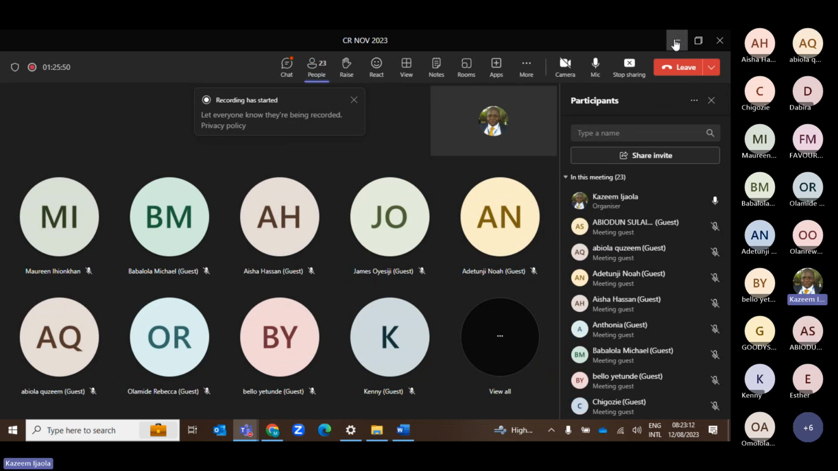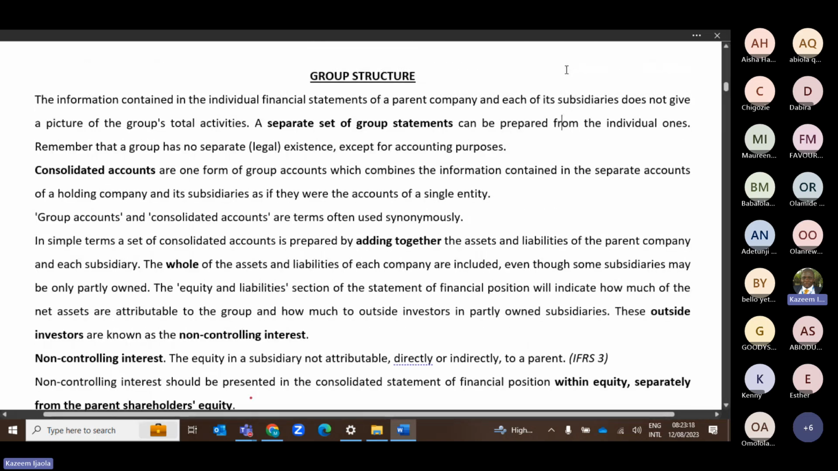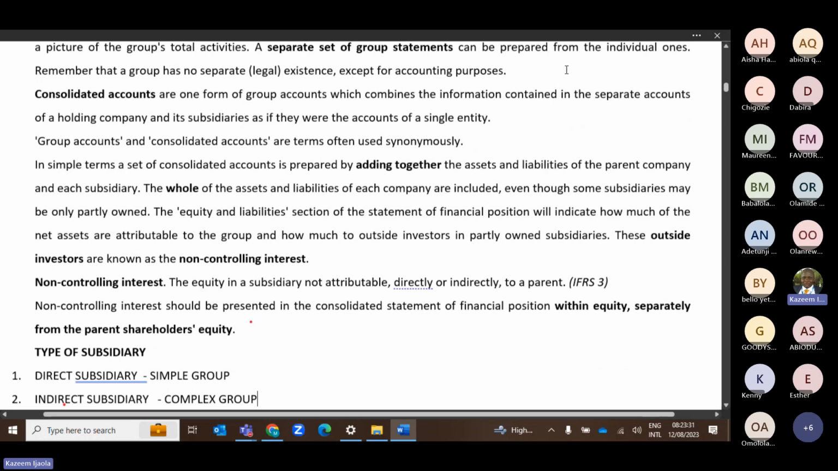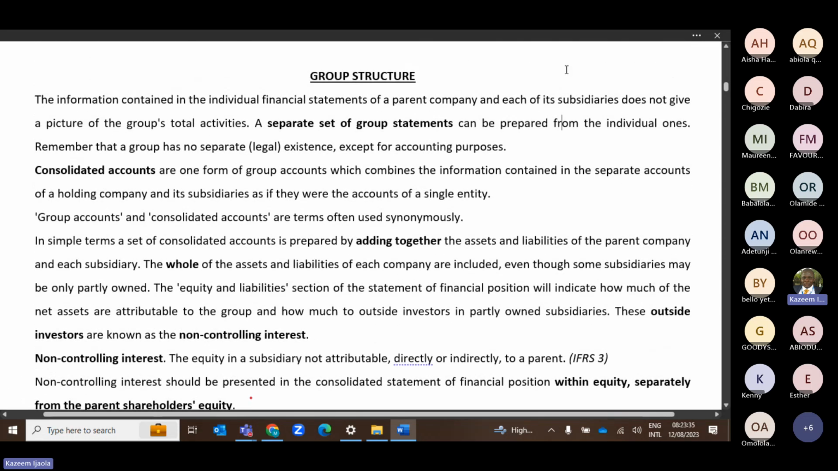All right, so let's move on. The next topic is group structure. This group structure is basically in accordance with IFRS 3, Business Combination. Group structure talks about how you combine two different companies together, the techniques involved in consolidation. That is exactly what group structure is all about: how you consolidate two or more entities together. We're going to discuss that in detail now.